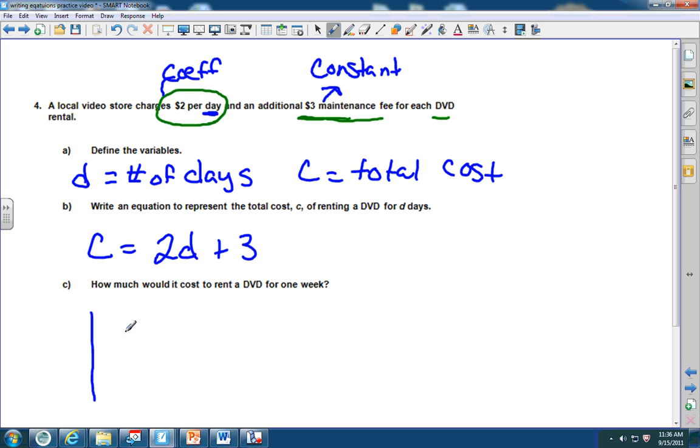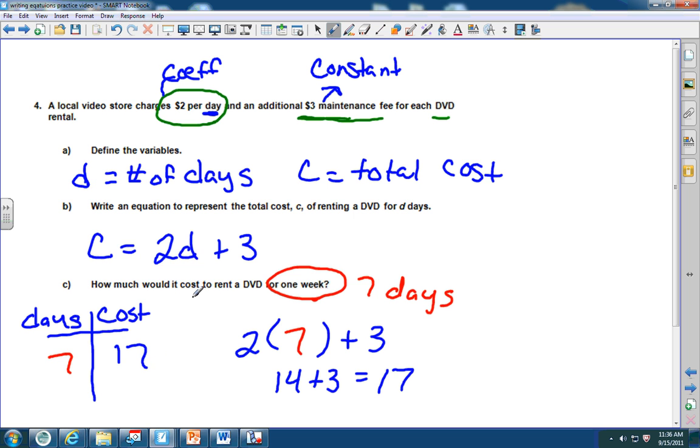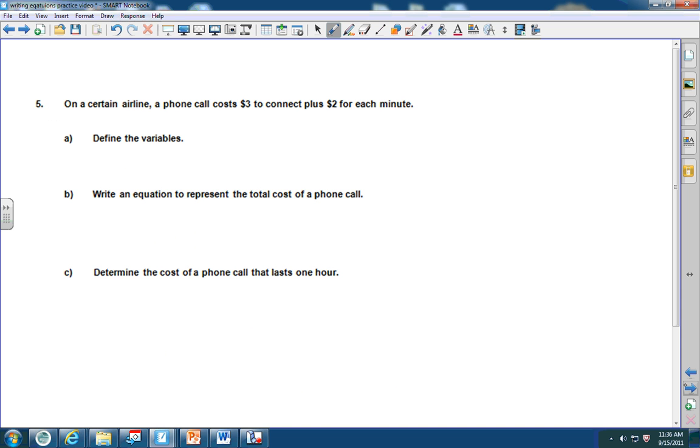How much would it cost to rent the DVD for 1 week? Remember, this is days, and this is cost. Well, 1 week, we can't put 1 in there. 1 week equals 7 days. So I will put a 7 in here, and we're going to have 2 times 7 plus 3. 2 times 7 is 14 plus 3, 17. It is $17.